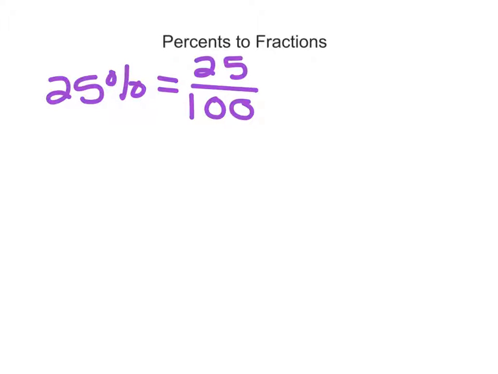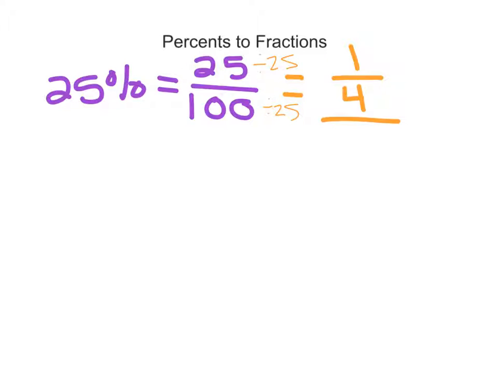But we don't just leave it like this. We know we can simplify this fraction. We can divide both the numerator and the denominator by 25 because it is a common factor between both of the numbers. 25 divided by 25 is 1, and 100 divided by 25 is 4. So 25% written as a fraction would be 1/4.